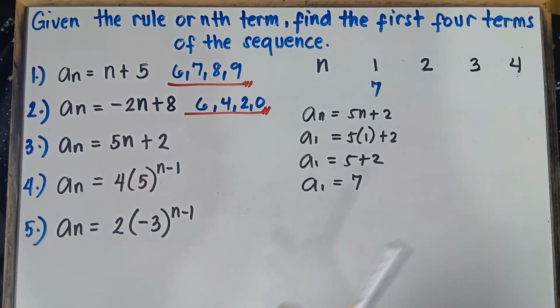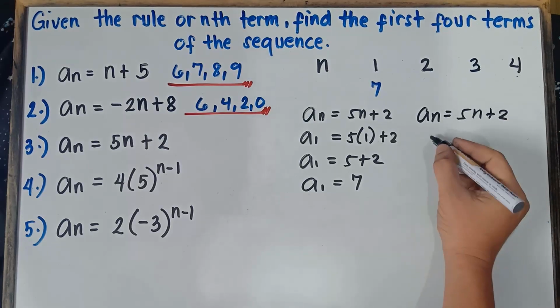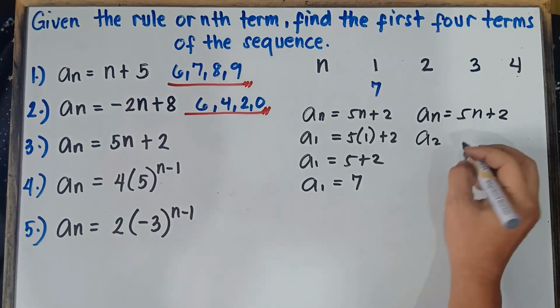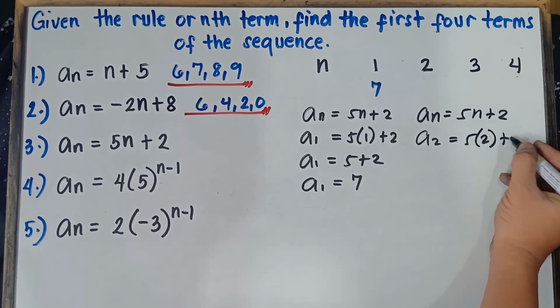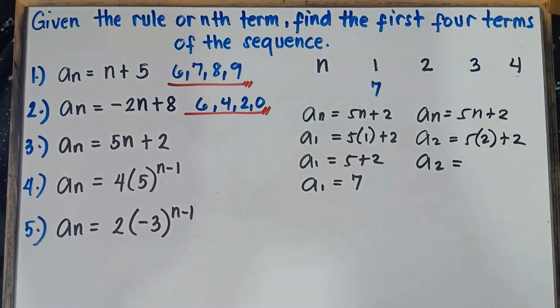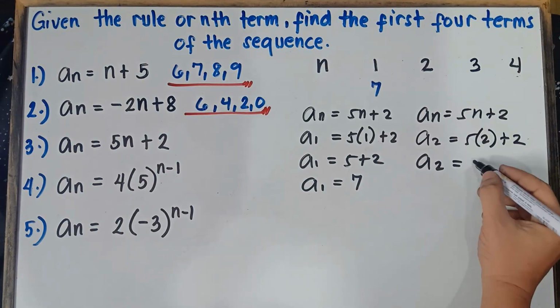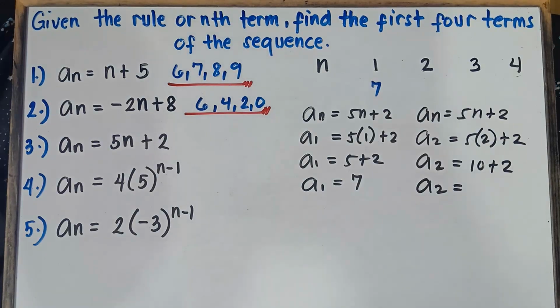And then second term, so a sub n equals 5n plus 2. So a sub 2, our second term, is equal to 5 times, our n is 2. So 5 times 2 plus 2. So a sub 2 equals 10 plus 2. What's the answer, class? That's correct, that would be equal to 12. Alright, so therefore our second term is 12.